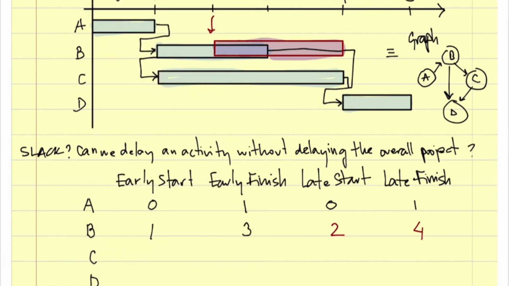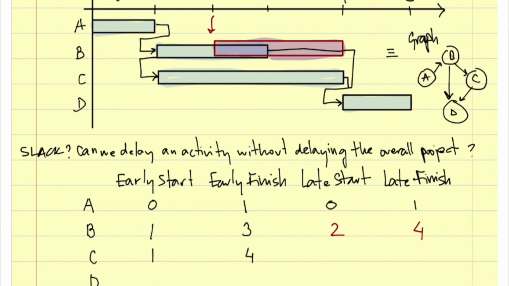This is important for your exam. What is the early start of Z? Week 1. Okay. Cannot start earlier because I need A to be finished, or I need B to be finished. The early finish is 4 here. Okay.